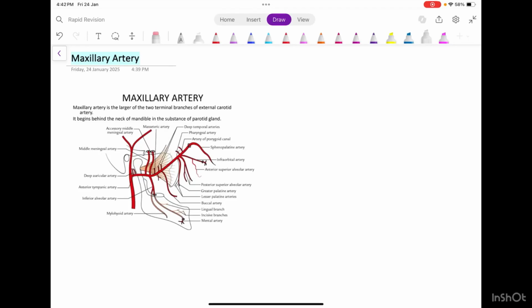In this video, I will be talking about the maxillary artery. First of all, you should know that the maxillary artery is a branch of the external carotid artery, and it begins behind the neck of the mandible in the substance of the parotid gland. So these both are the questions that are asked. Now coming on to another set of questions.